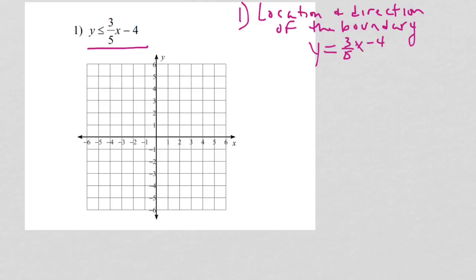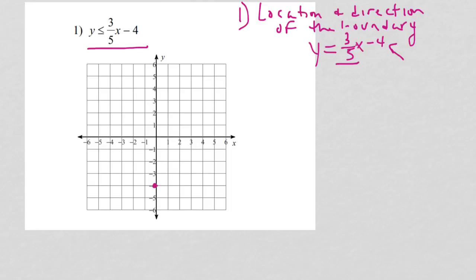Okay, that is a 5 here. Let me just fix that so it looks like a 5. So that would be 3/5. There we go. So just like before, you're going to plot your starting point, which is the y-intercept, which goes to negative 4. And then we're going to use our slope, or rise over run, to get our next point.